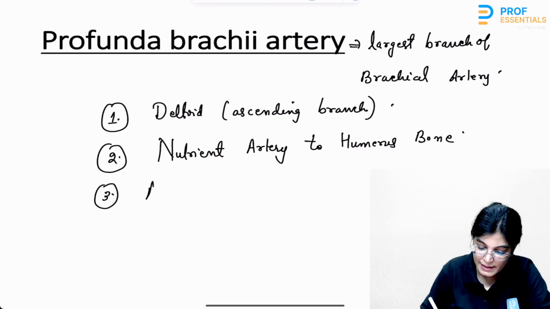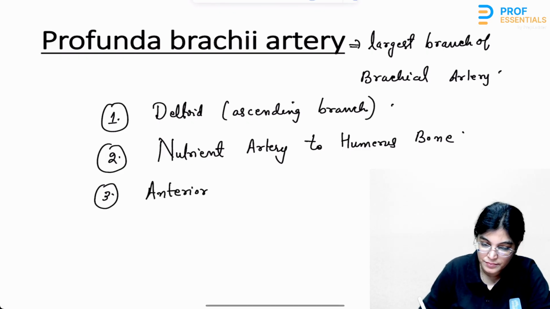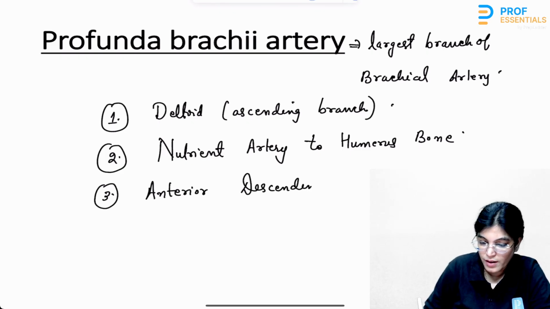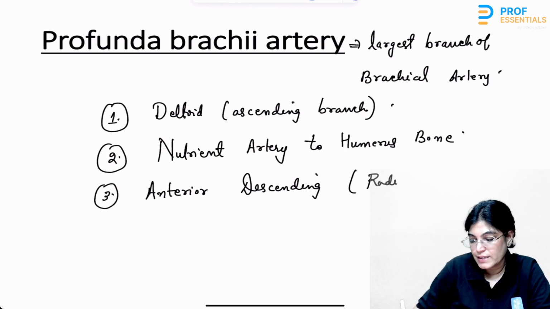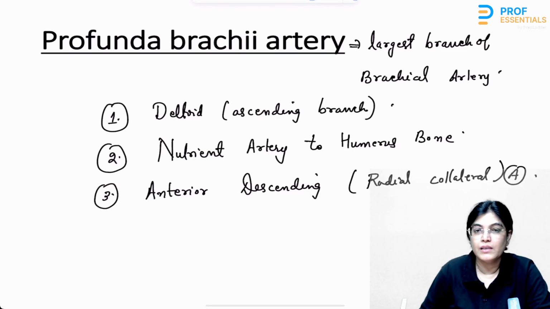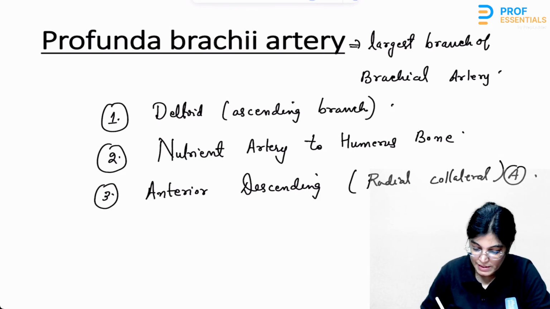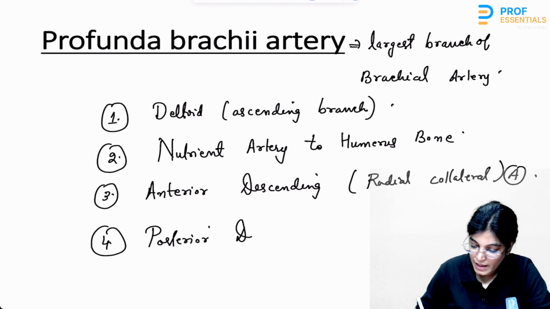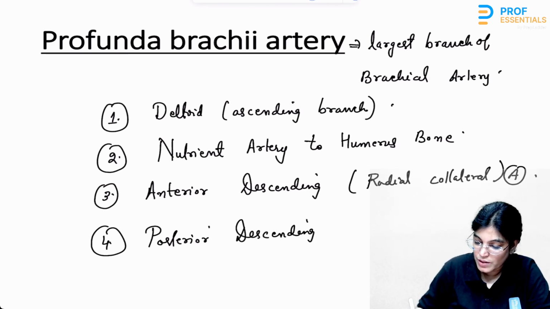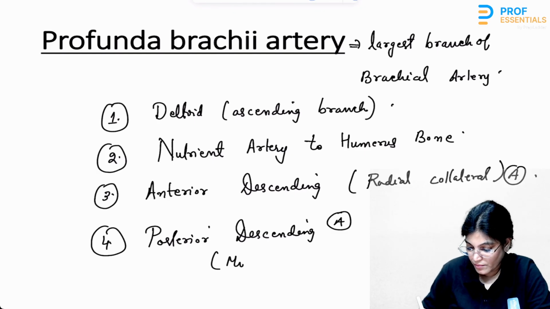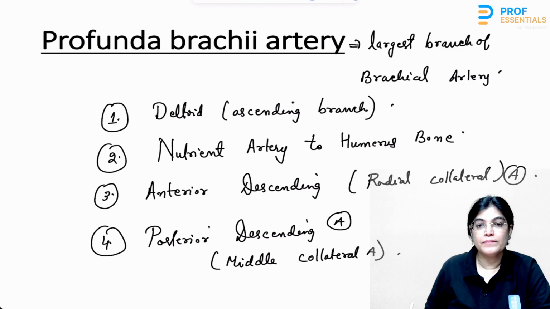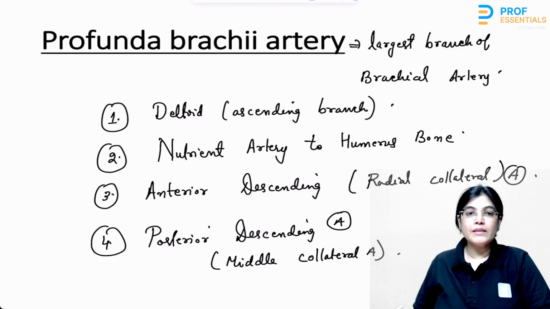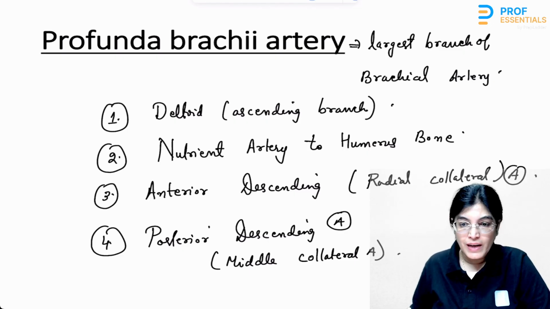It also gives the anterior descending artery, and the other name of the anterior descending artery is the radial collateral artery. It also gives the posterior descending artery, and the other name of the posterior descending artery is the middle collateral artery. Got it? So these are the branches of the profunda brachii artery.